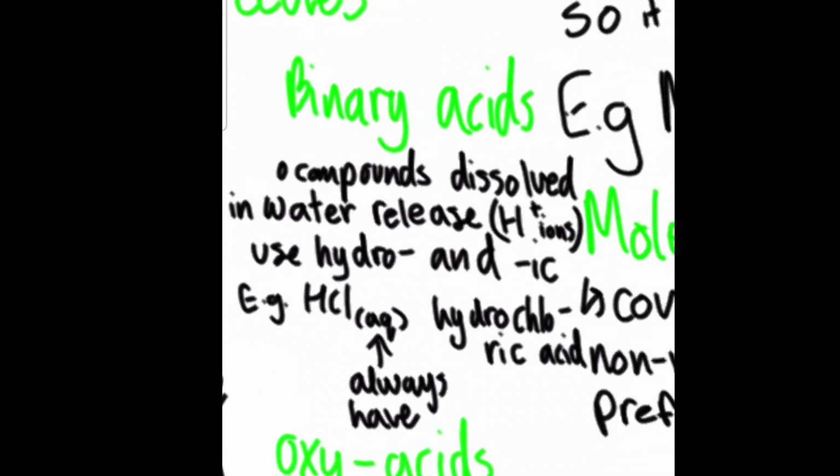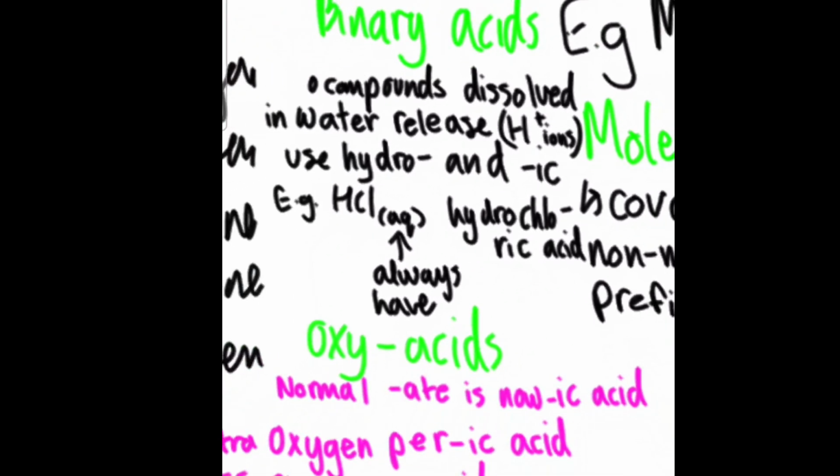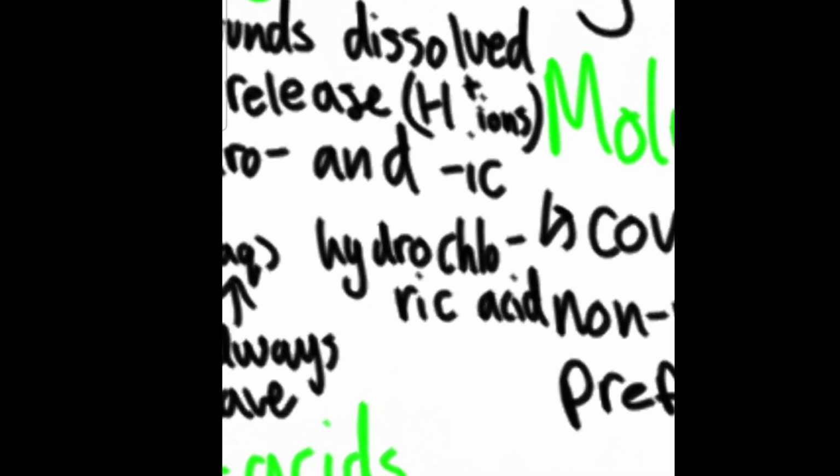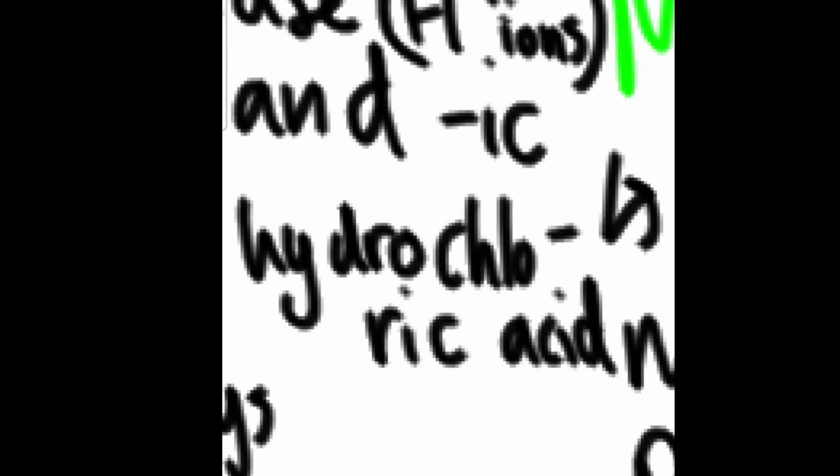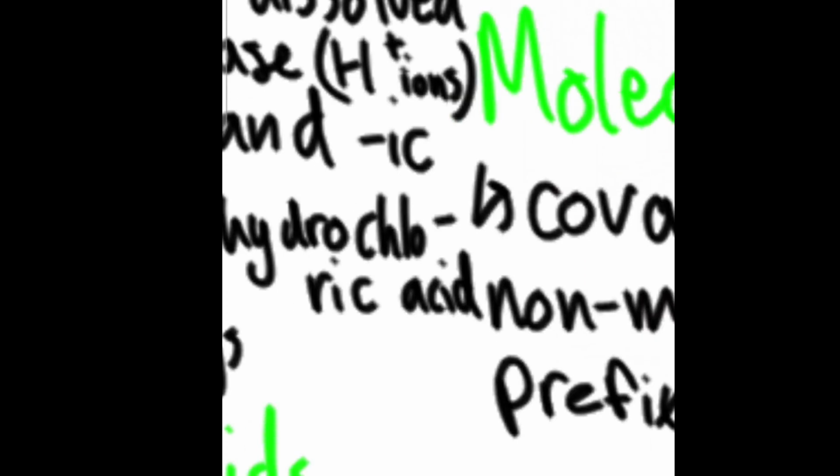Binary acids are compounds that dissolve in water and release hydrogen ions. So H. We use hydro and ic to signify this. So you have HCl with the aq. It's going to be hydrochloric acid. You got to add that acid. So it's hydro, chlor, which is just chlorine. Add that ic. And then we have that acid.